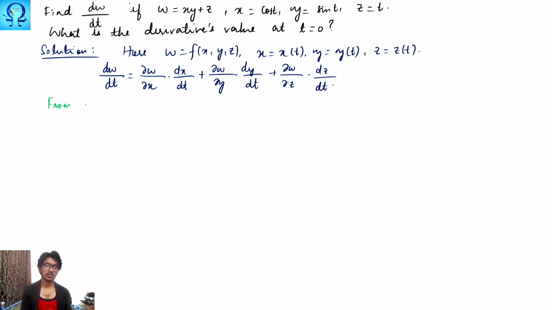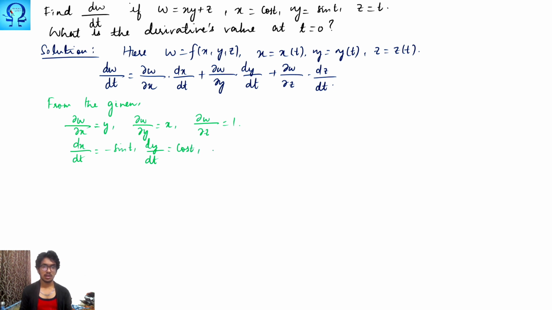From the given information, your del w upon del x is what? y. Next, del w upon del y is what? x. Del w upon del z is what? 1. And what is your dx upon dt? It is minus sin t. Your dy upon dt is cos t. And your dz upon dt is 1. So when you substitute all this information into dw upon dt, you may very well see it is y times of minus sin t plus x times of cos t plus 1 times of 1.